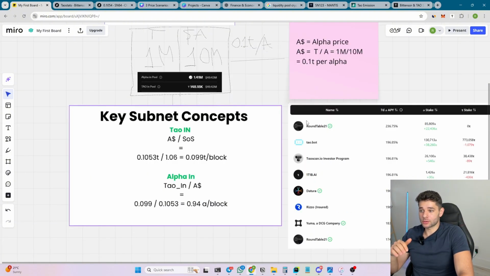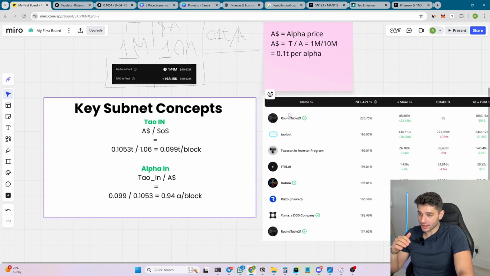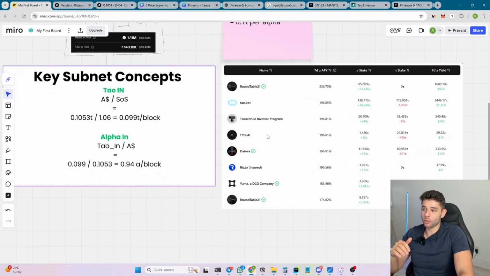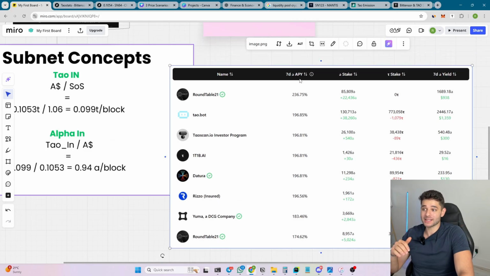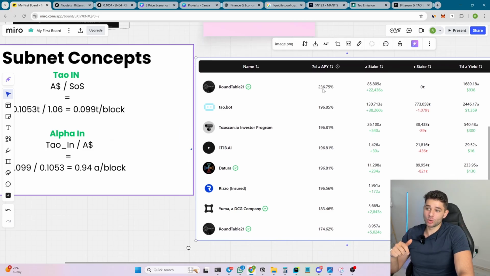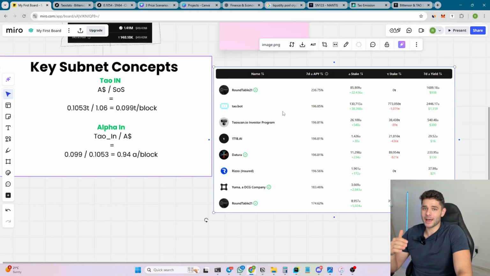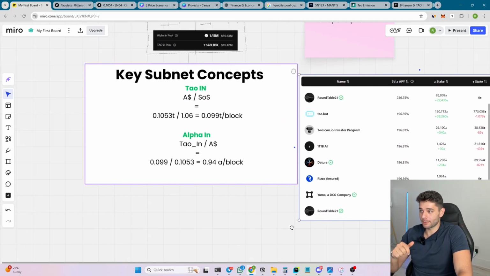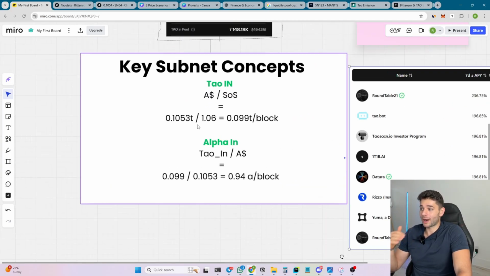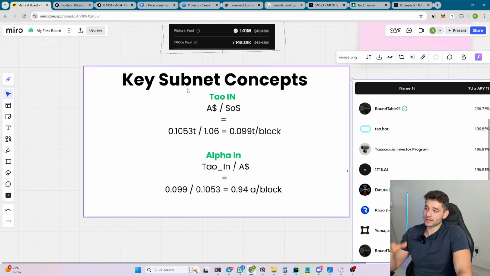Guys, bear with me. When I didn't understand anything about emissions, I went on Tao Yield and I saw these big-ass APYs, 240%, 200%. This is subnet 97, by the way. And I'm like, yo, what is this scam? Anything offering me more than 5 or 10% yield, where is the money coming from? I did not understand that. And this is super important for you guys to grasp. So like I said, key concepts you guys need to understand.